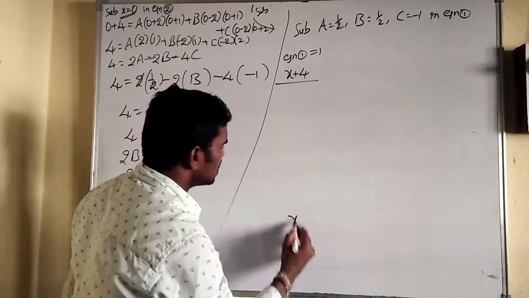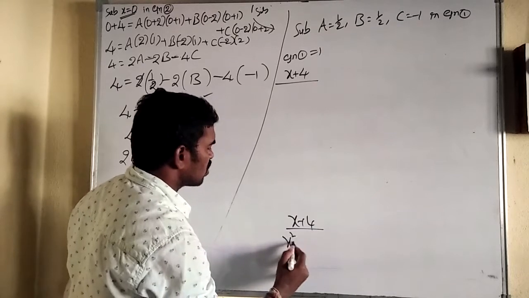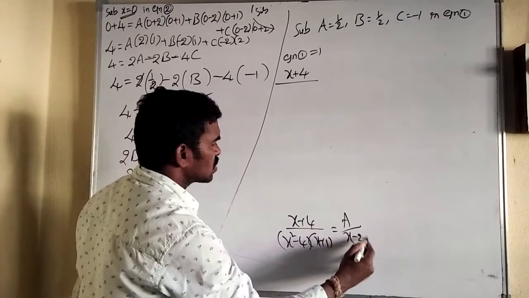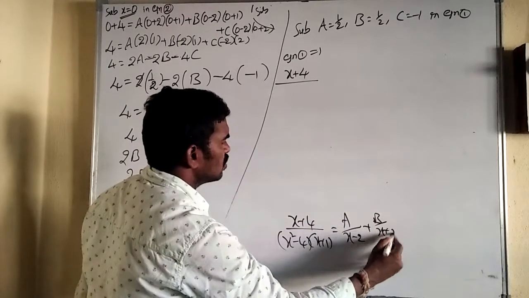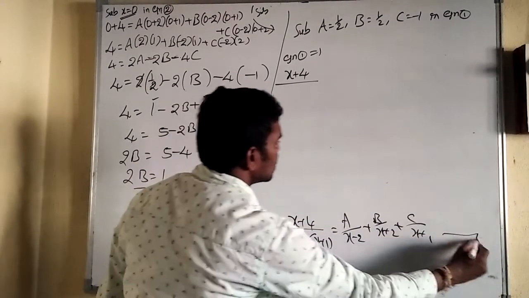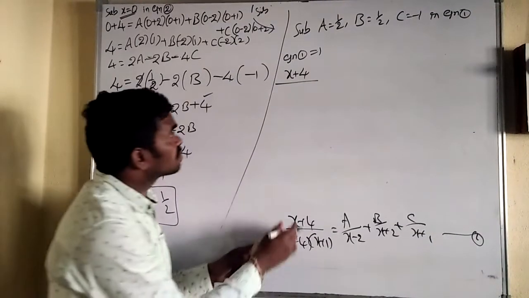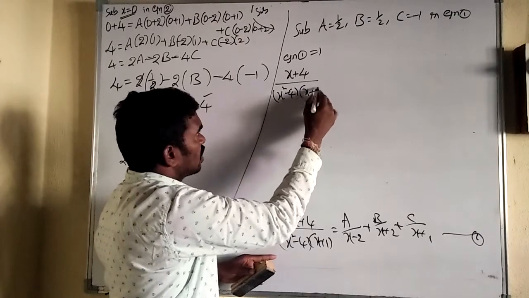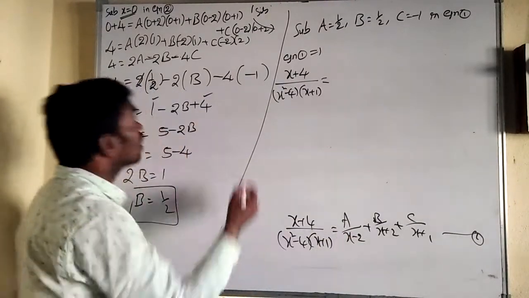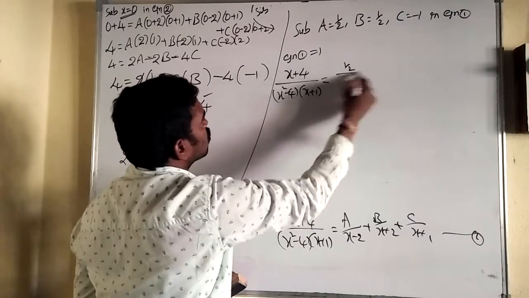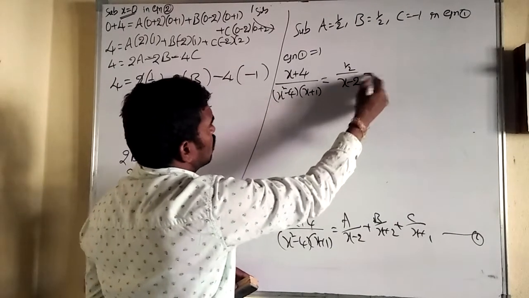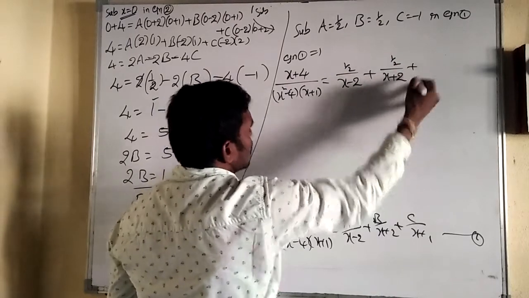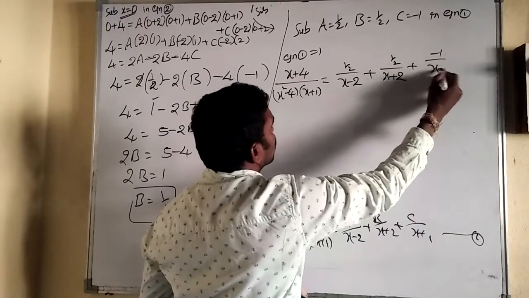Actually, equation 1 is (x + 4) / ((x² − 4)(x + 1)) = a/(x − 2) + b/(x + 2) + c/(x + 1). Yes, this was equation 1. Substituting, (x² − 4)(x + 1) gives a value we got as 1/2, so 1/2 over (x − 2), plus b value also 1/2, so 1/2 over (x + 2), plus c value we got as −1, so −1/(x + 1).